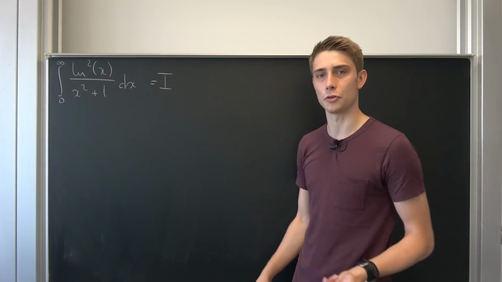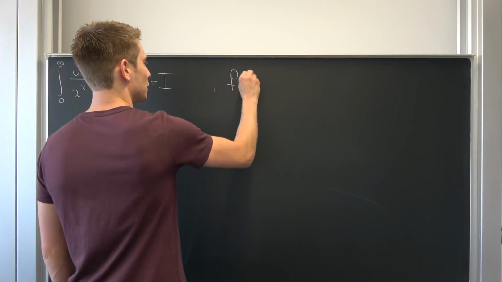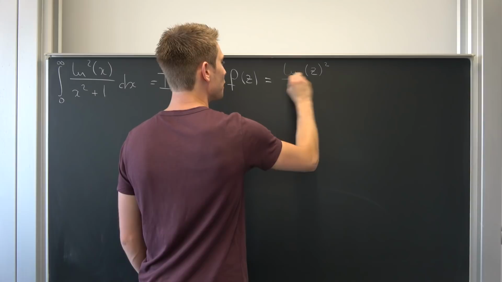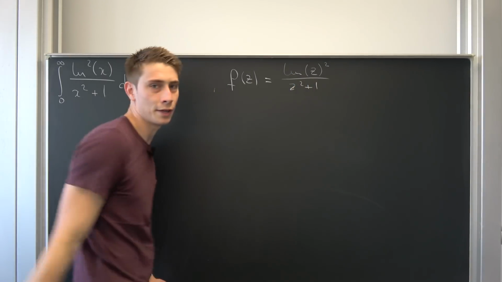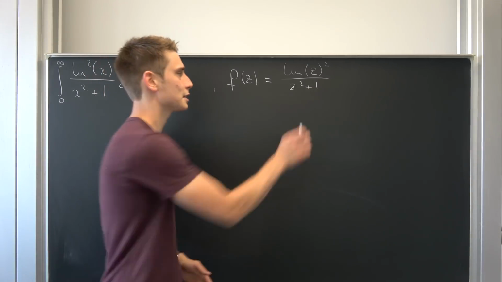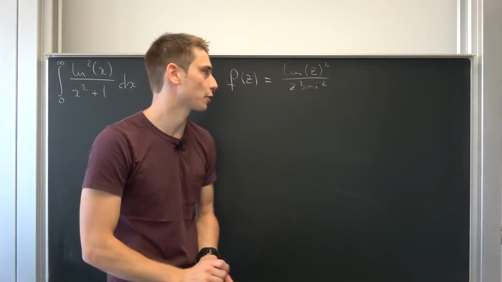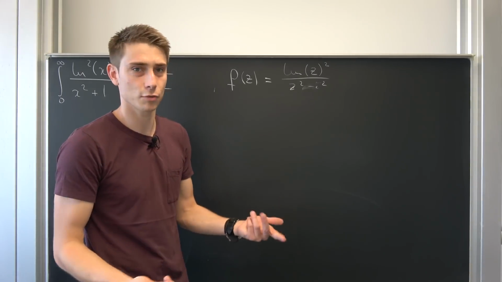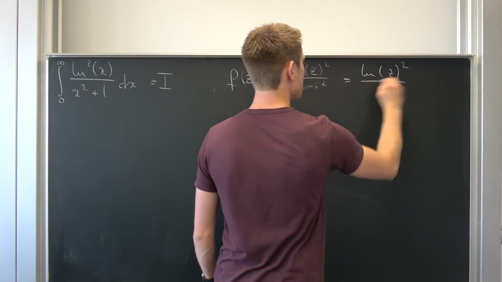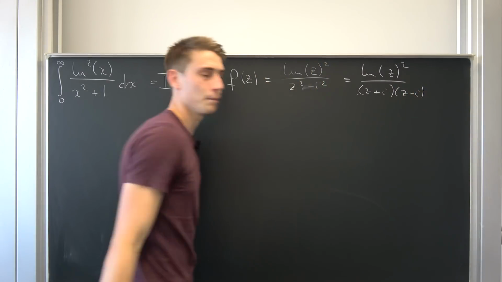At first I would like to define a complex valued function. We are going to call it f of z, and we are going to define it as follows. That's natural log of z squared over z squared plus 1. And if you take a look at the denominator, what is plus 1? That is nothing but negative i squared, where i is the imaginary constant. That's just the difference of two squares, and we can factor it, so that's quite easy. So we end up with natural log of z over z plus i times z minus i.